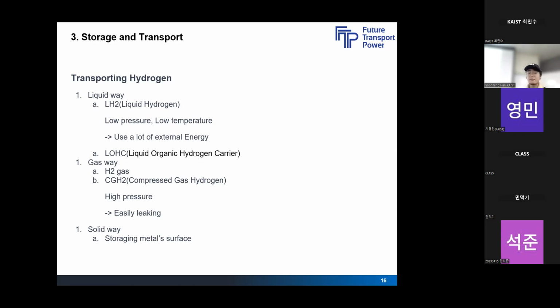In terms of liquid, it's pretty much similar to LNG or other gas and oil transportation. We basically use pipelines or materials to flow it away. When it comes to gas, we just need to put it into a tank, and for the solid, we just need to store it on a metal surface to let it stick to the metal. But this one is, I think, really unreasonable because it's really difficult. So the first and second options are really reasonable.